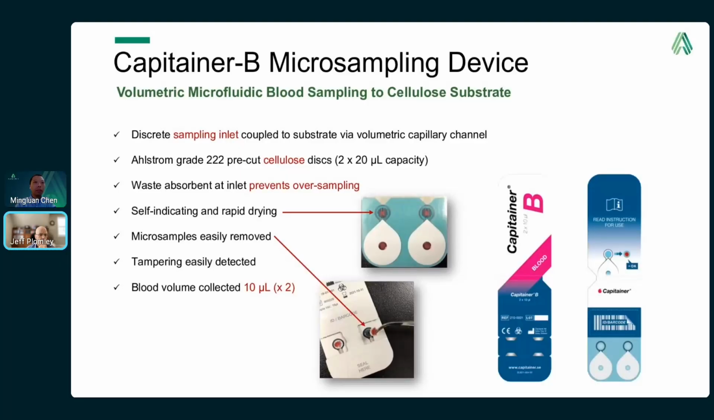But it's very easy to open these flaps on the back of the card and pluck off the dried blood cellulose substrate. And so tampering is very easily detected. If you get the sample into the lab and these have been opened, then you can suspect that that sample has been potentially tampered with. Now, although the capacity of the substrate is 20 microliters, the blood volume collected is 10 microliters, and you get 2 spots per card.